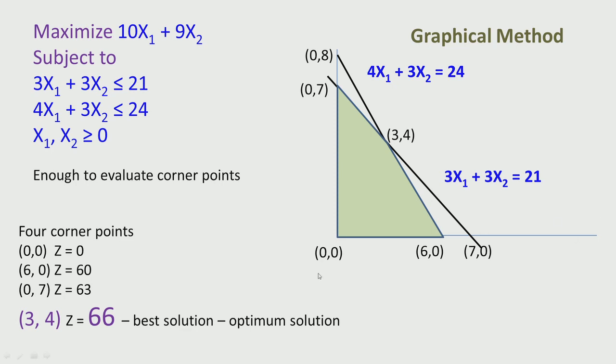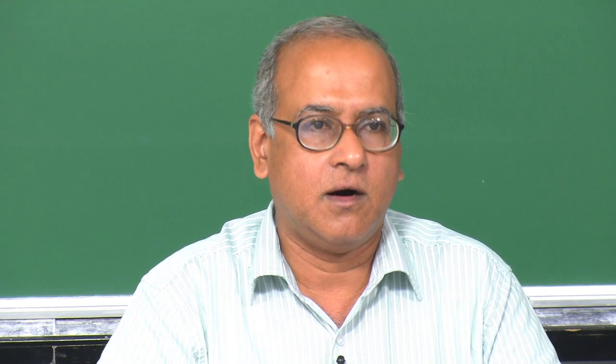So in summary, for the graphical method, we first plot the constraints, find the feasible region, which is the common region, and find the corner points, enough to evaluate the corner points, and that corner point which has the best value of the objective function is the best solution or the optimum solution. We will see more aspects of the graphical method and some more aspects in the subsequent classes.